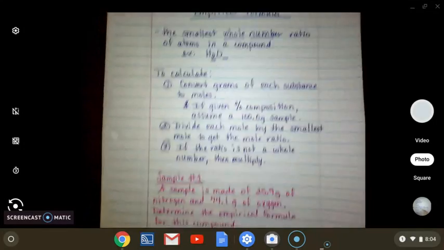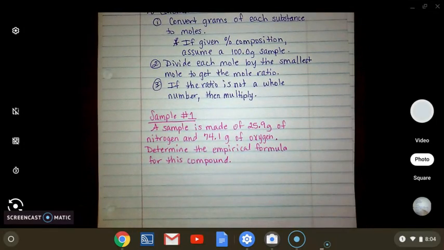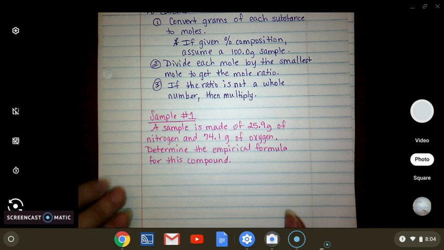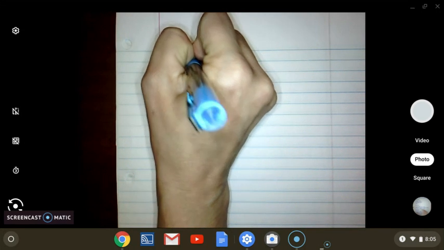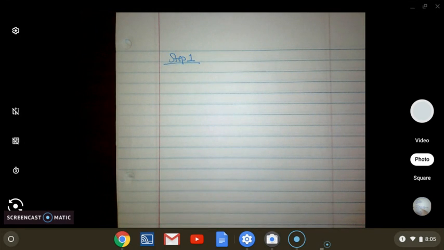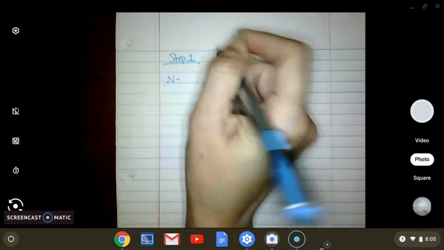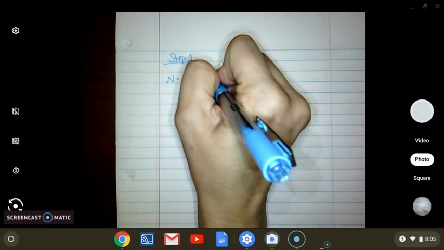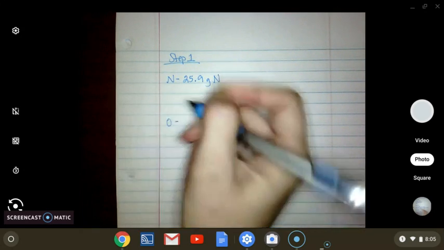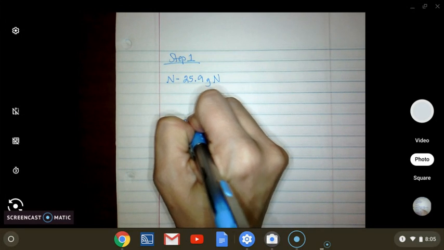So the first sample is a sample made of 25.9 grams of nitrogen and 74.1 grams of oxygen. You're going to determine the empirical formula for this compound. So I'm going to go step by step. So step 1, you're going to write down what I give you. So you have nitrogen, which is 25.9 grams, and then you have oxygen, which is 74.1.